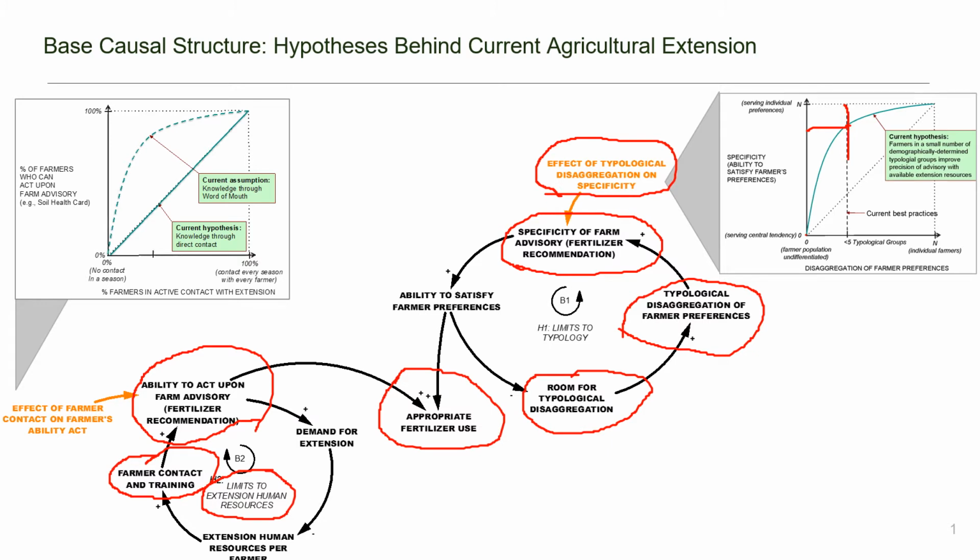Now, how does the contact with extension improve farmers' ability to act upon recommendation is shown in this graph on the top left corner, where what we see is that the farmer's ability to act upon recommendation grows linearly with extension contact. But then there's often an assumption that because farmers have their own word of mouth, that relates that their actual ability may be even higher in practice. Now, this raises the following questions that we must investigate.